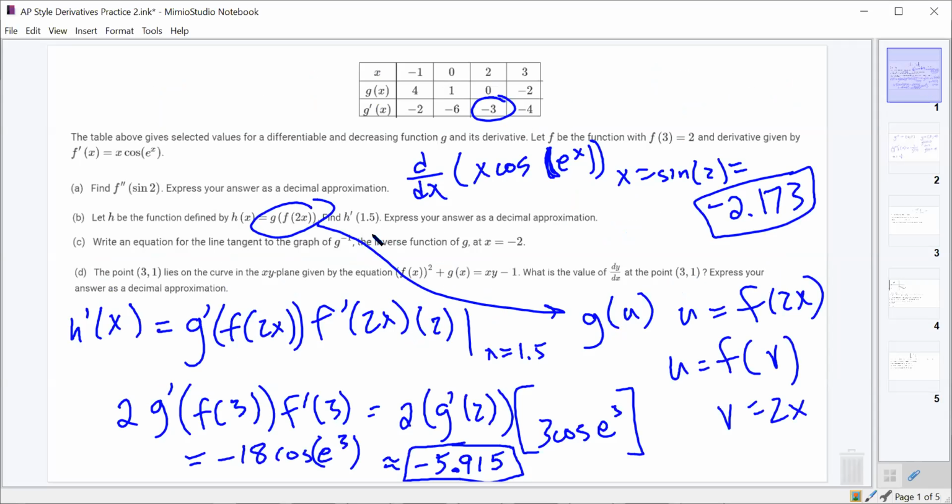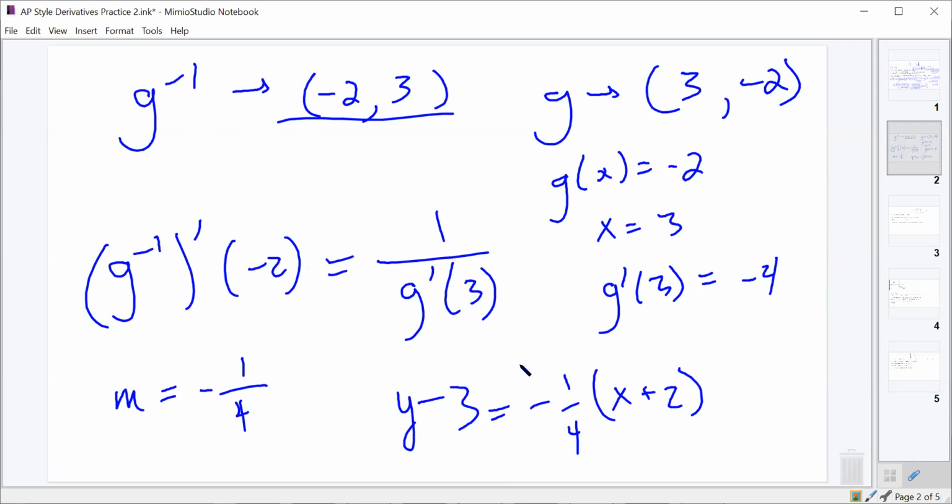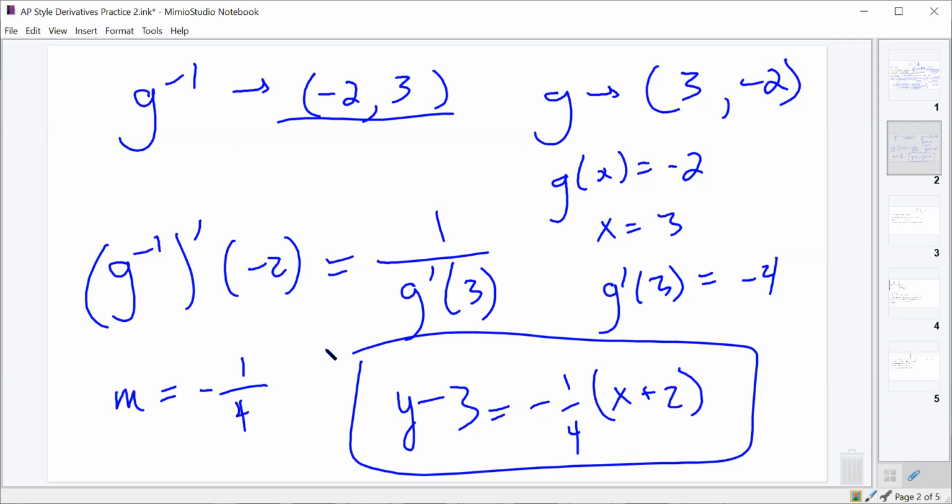Okay, and then it asks us to actually write the equation of the line. So the equation of the line should be using this slope and then the point from g inverse. So y minus 3 equals -1/4 times x minus -2, or x plus 2. Good or no? Yep.